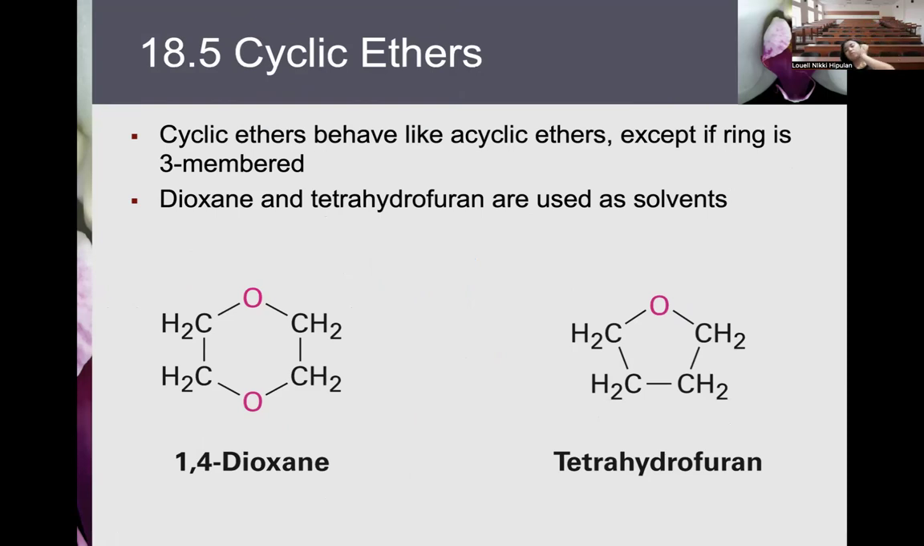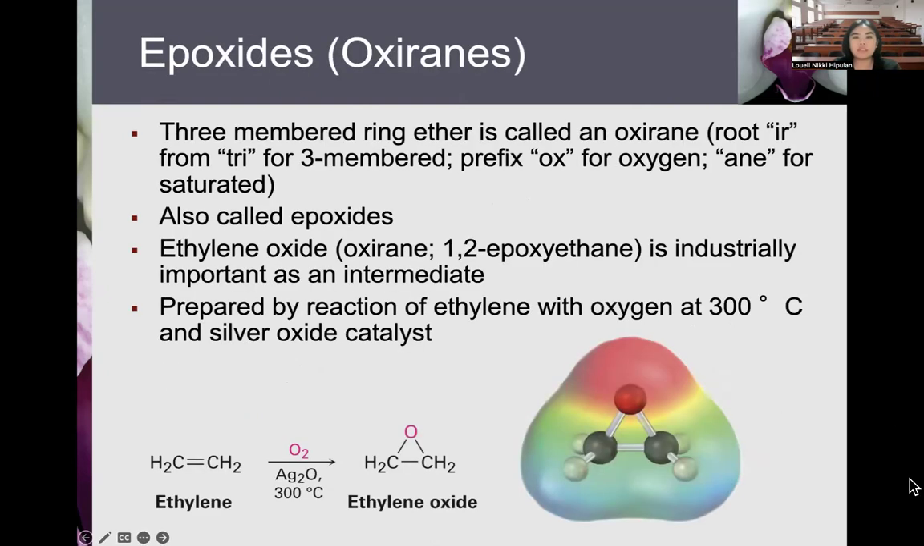And this is also the appearance of a cyclic ether. So cyclic ethers behave like ethers, except if the ring is three-membered. So this is an example. You have dioxane and tetrahydrofuran, which are used as solvents. And then you have epoxy rings naman. So yung three-membered ring, that is what you call oxirane.